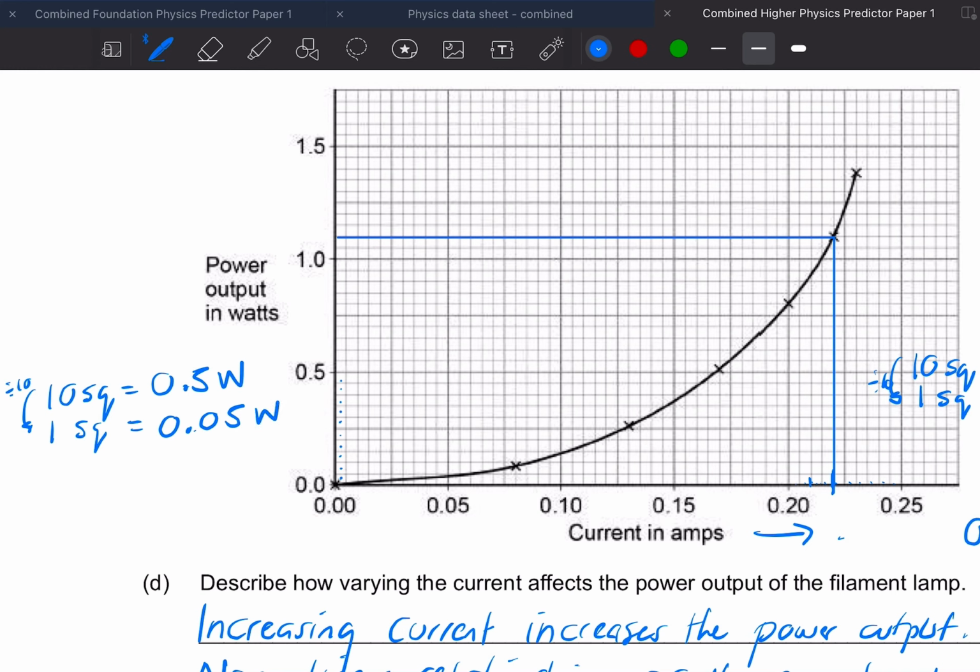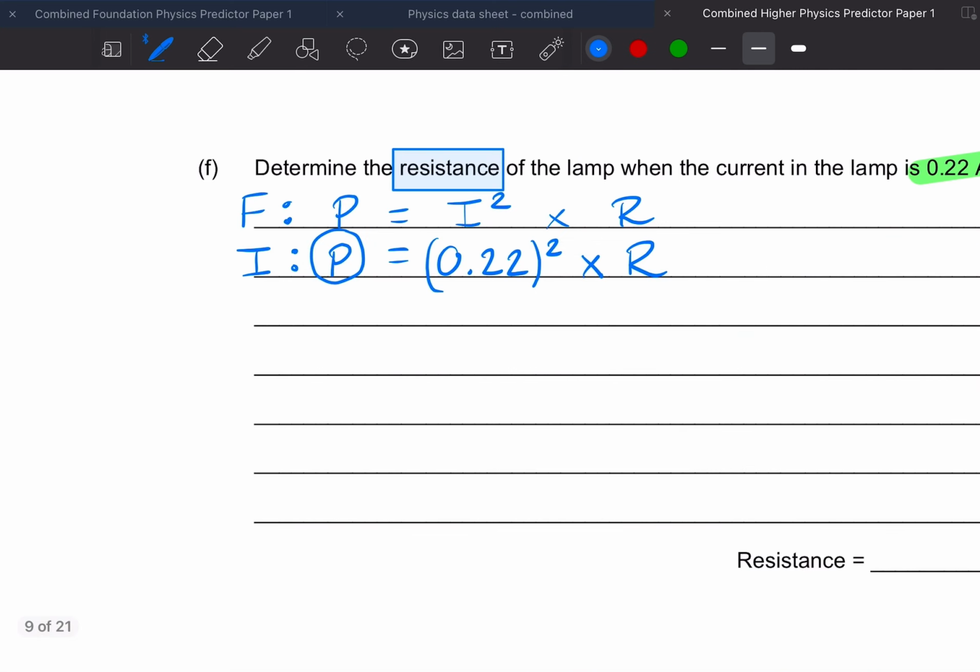I can do that one in my head. So that would be 1.05, 1.1. So that is 1.1 watt. So we can use that in here. We're just going to input it again. So 1.1 is equal to 0.22 squared times by R.